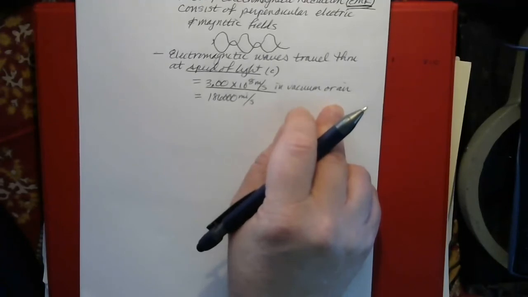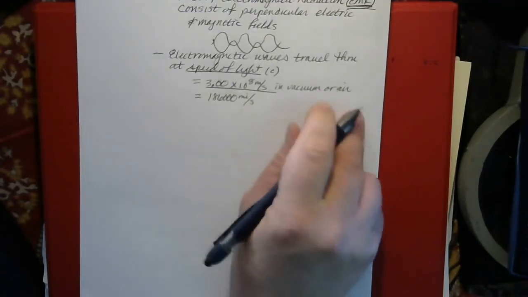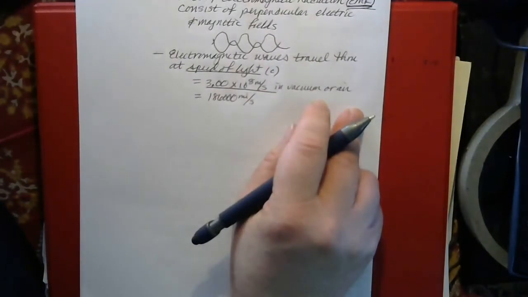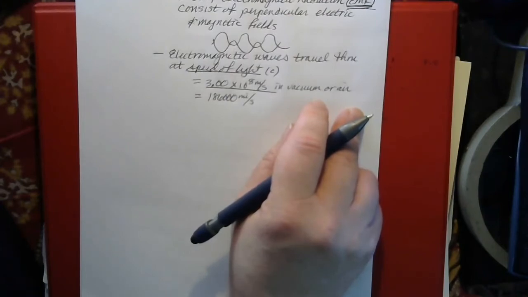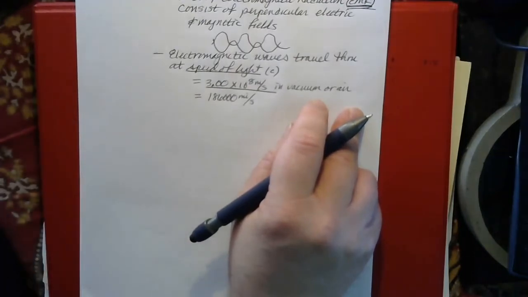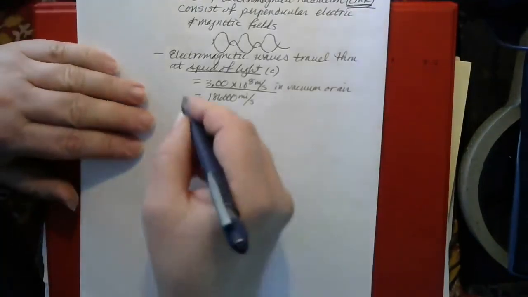It's 3 times 10 to the 8th meters per second in a vacuum because in a vacuum, there's really nothing to slow it down. A vacuum is literally nothing. And in air, the particles in air are far enough apart that the speed of light is a little bit slower than it is in a vacuum, but it still rounds off to 3.00 times 10 to the 8th meters per second. So we consider that to be the speed of light in either air or vacuum.